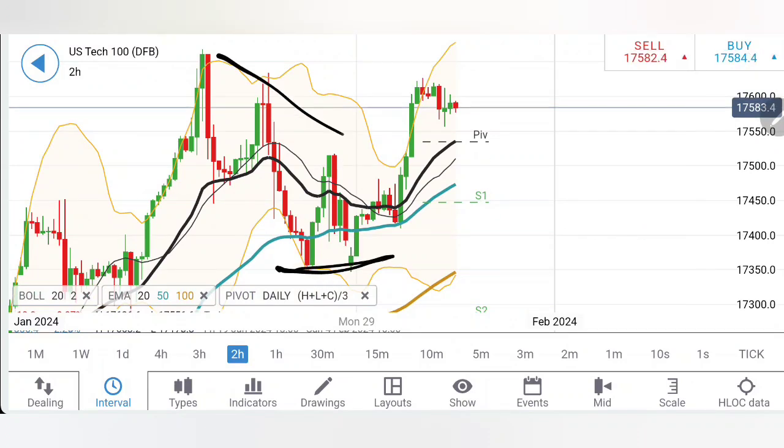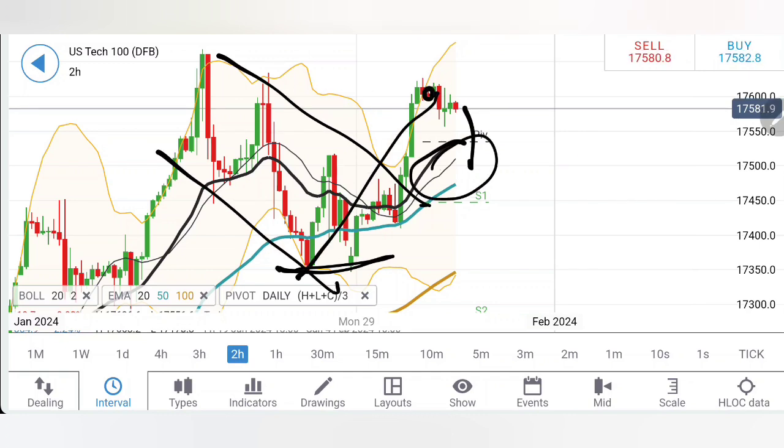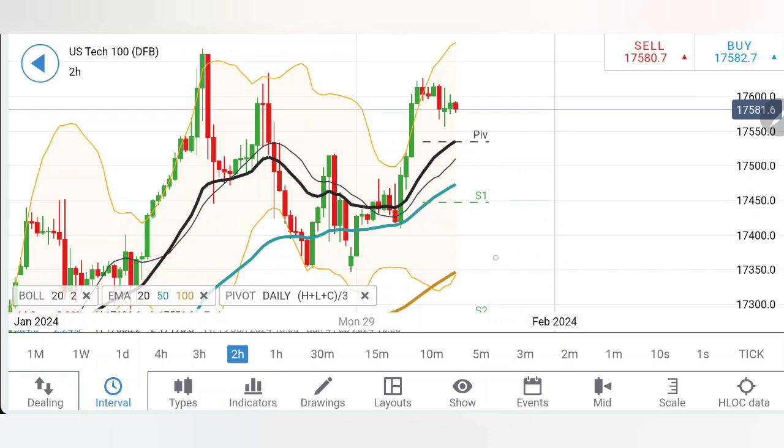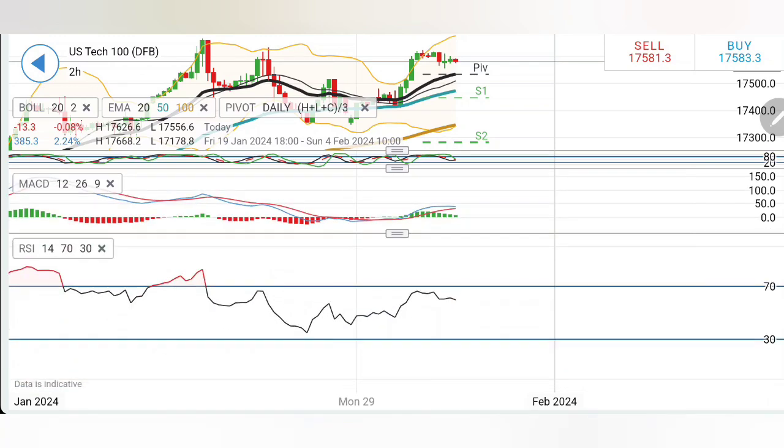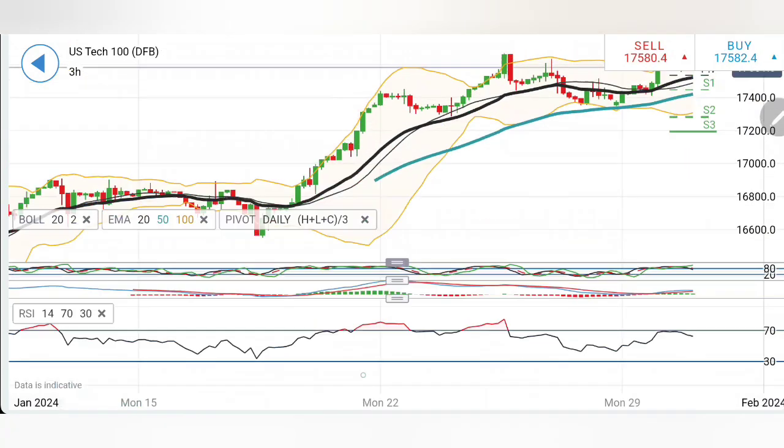Double bottom here on the 2-hour charts, bearish flag formation, and then this breakout. It is trying to erase some of the gains, not confirmed as a reversal, but yes, it is trying to retrace. The stochastic has dropped, MACD is in green trying to converge, RSI flat.